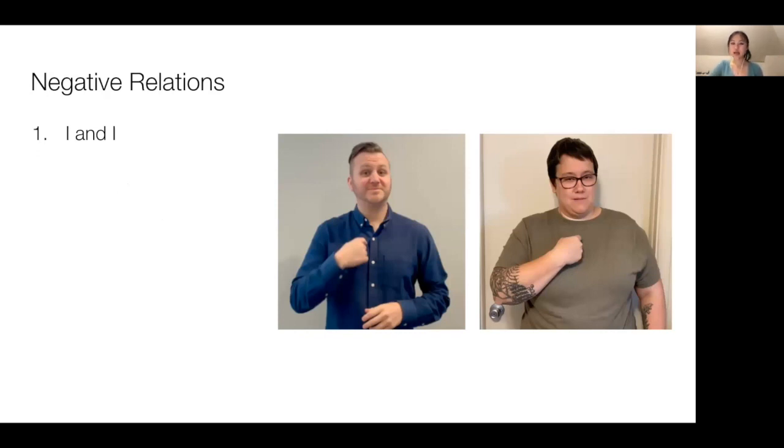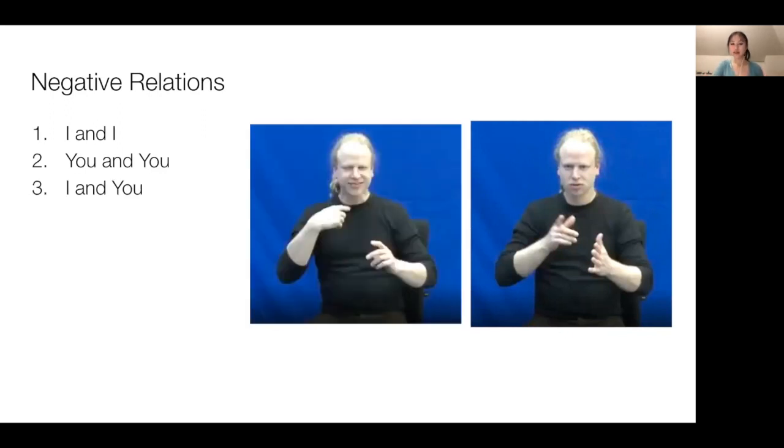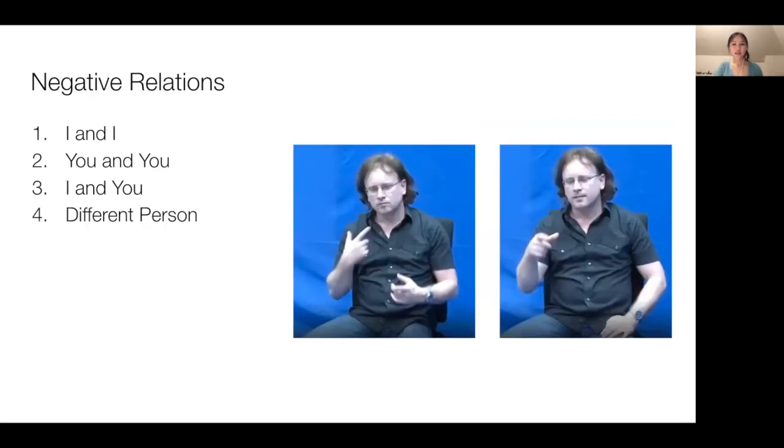So first, the negative I and I is when two signs are produced by different signers, but each point to the signer's chest. U and U, where the two signs are produced by different signers and point to the addressee. I and U, where the two signs are produced by the same signer, but one points to the signer's chest and the other points away from the signer's body. And then we have different person, where one sign either points towards the signer's chest or towards the addressee, and the other sign that is signed by the same person points to a third person.